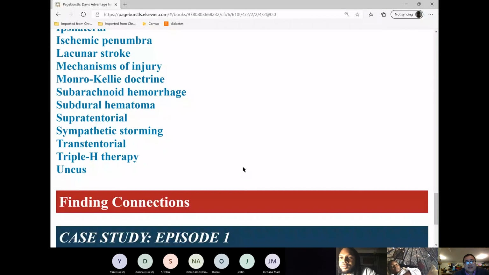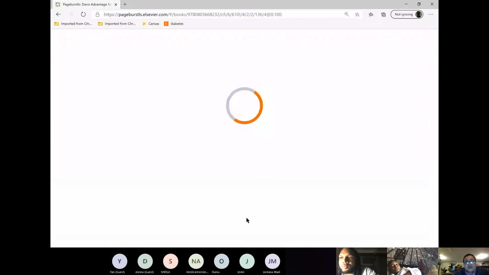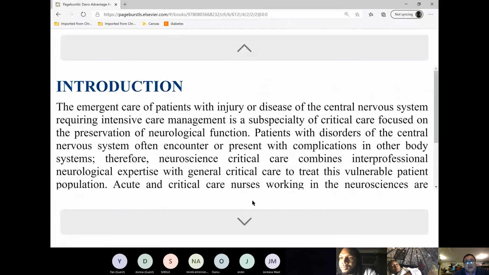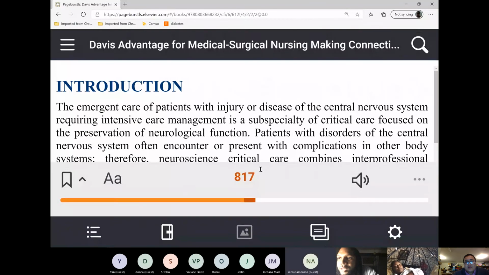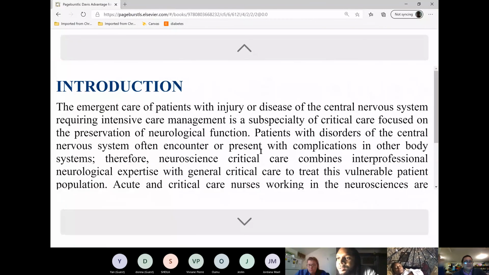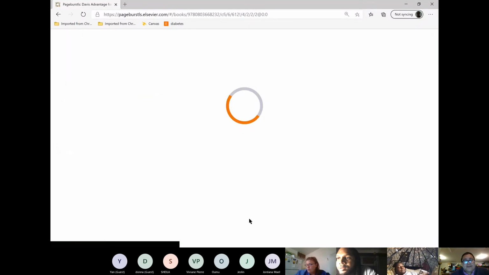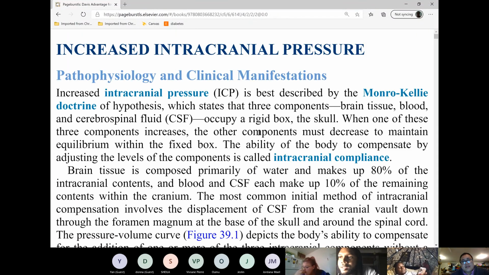Okay, these are the concepts. Professor, what page is that? Yeah, we are on 817. All right. So let's start with the concept of increased ICP.